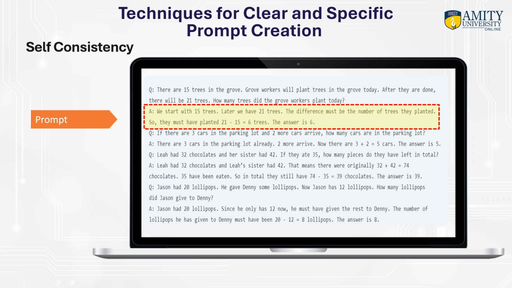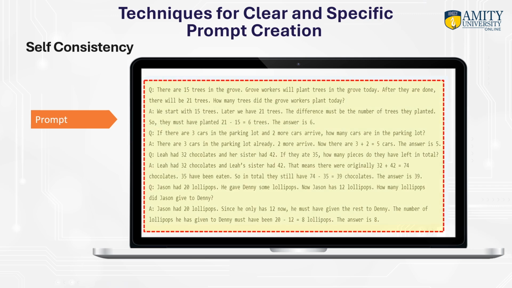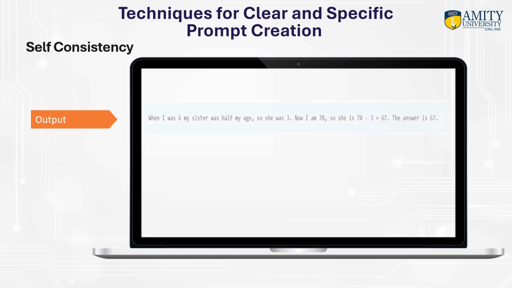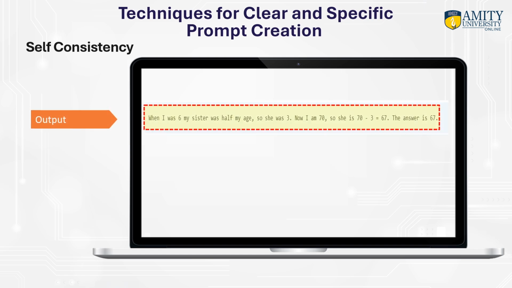Okay, and you have given many such examples, and it will try to find out which is more relevant to its task. Now you are asking the same question. When you give this prompt, now it will answer in this way. When I was 6, my sister was half of my age, so she was 3. Now I am 70, so she is 70 minus 3, that is 67. So the answer is 67. Now it is a correct answer. Okay, so this is how you could use self-consistency when you're writing the prompt as your instruction.